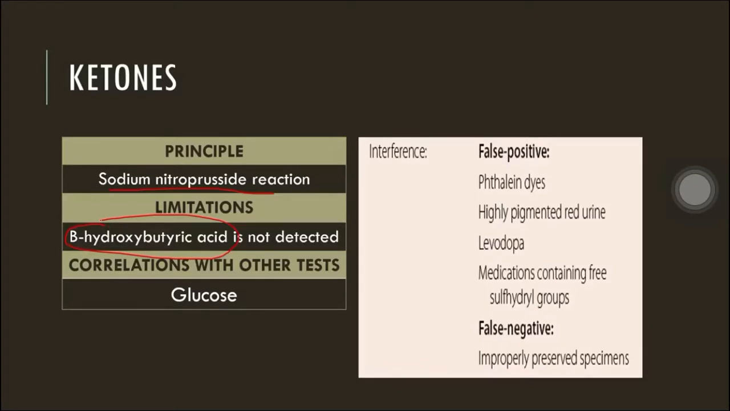For correlations with other tests, ketones are again used in conjunction with glucose for the diagnosis of diabetes mellitus. Aside from that, false positive interference can be caused by phthalate dyes, highly pigmented urine, levodopa, and medications containing free sulfhydryl groups. Take note again for false negative: improperly preserved specimens. Ketone bodies are prone to volatilization. Nag-volatilize yung mga ketone bodies. But take note, si acetoacetic acid, di siya nag-volatilize but is broken down by bacteria. Kaya siya nagpa-false negative.